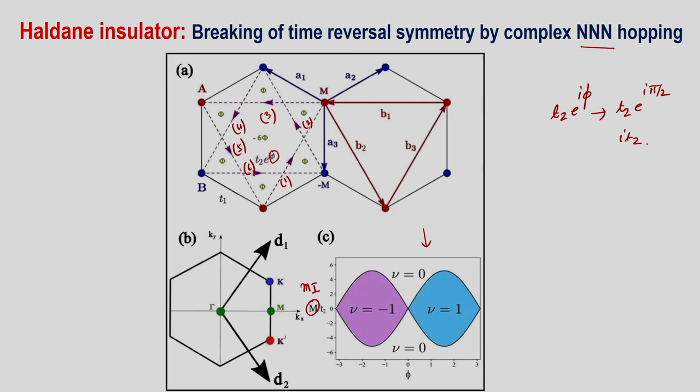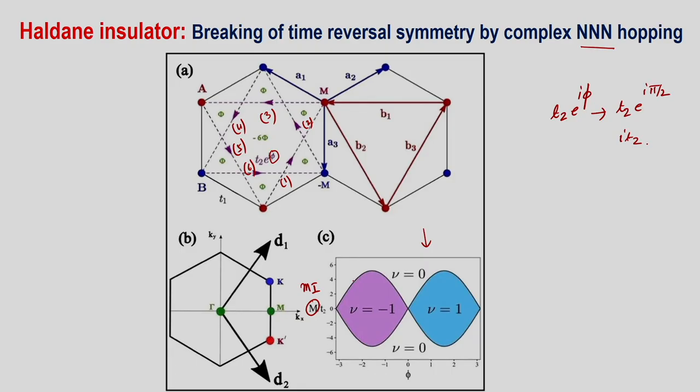And I just want to remind you that this was actually proposed by Haldane in 1988, which is much ahead of the discovery of graphene. So it was purely a honeycomb lattice in which such a thing was thought of, and it would give rise to a topological insulating property, which is evident from this plot in the right bottom part of this. There's a Chern number phase diagram. We'll come to that in some time.